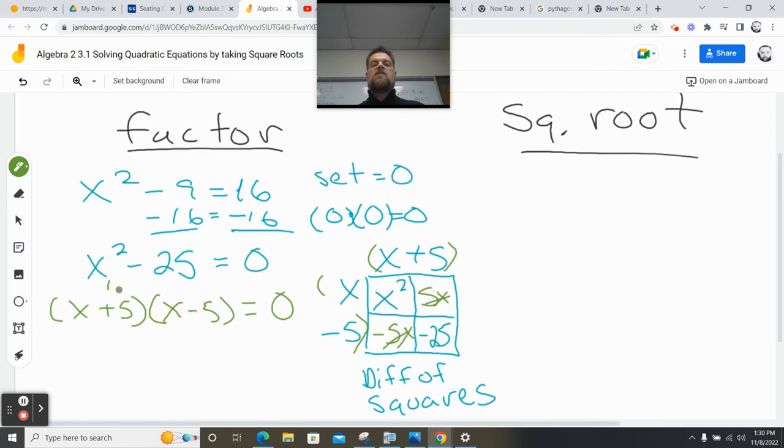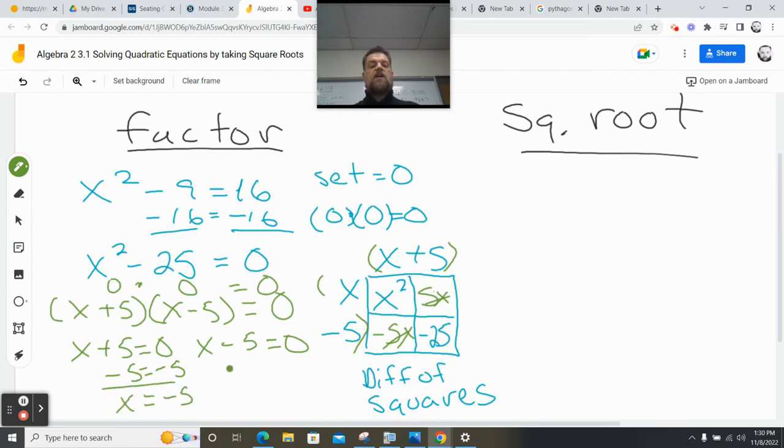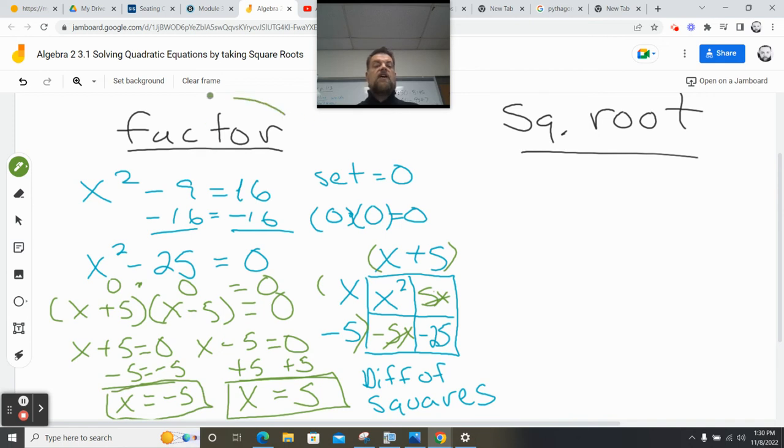But remember, 0 times 0 equals 0, so x plus 5 should equal 0, just like x minus 5 could also equal 0. Then you just solve. Subtract 5 on both sides, and you get x equals negative 5. Over here, you're going to add 5 to both sides, and you get x equals positive 5. Those are your two solutions. That's how you got the solutions, by factoring, right?